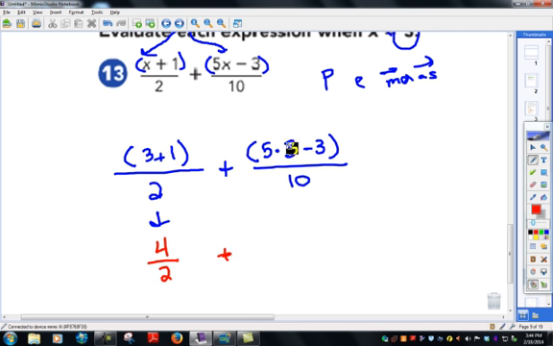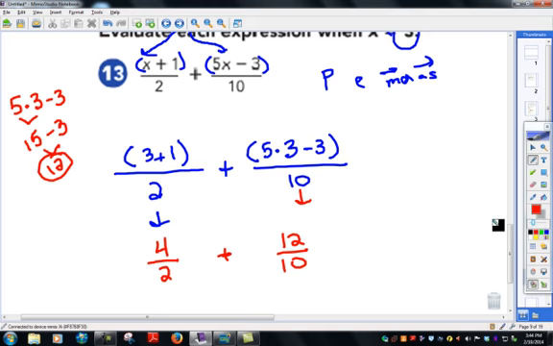This one over here, not quite as easy. Maybe you can't do that in your head. So again, go off to the side. Do 5 times 3 minus 3. Do your multiplication first. Bring down your subtraction. And get 12. So now I'm going to rewrite that as 12 divided by 10.